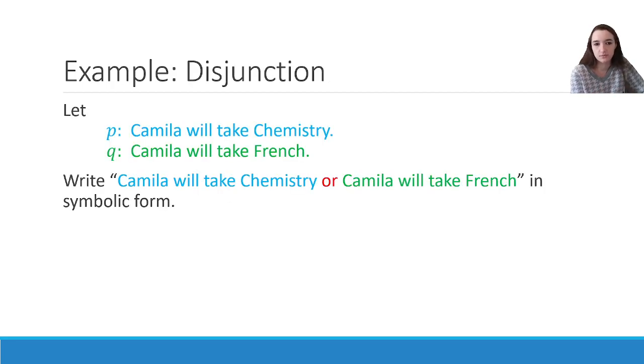Let's see another example. Here is one where I am giving you the P and Q to start from. P is Camilla will take chemistry. Q is Camilla will take French. If we wanted to write Camilla will take chemistry or Camilla will take French in symbolic form, there are no nots in this one. This one's pretty simple. We just need to identify our connective. Our connective in this case is the or, so that's going to be our V. And we've got our two statements, the P and the Q, and that's it. P V Q. Done.